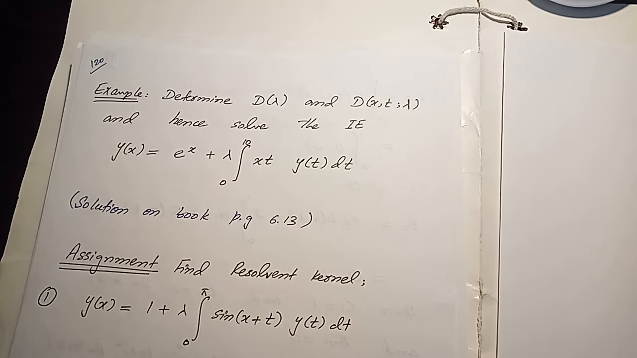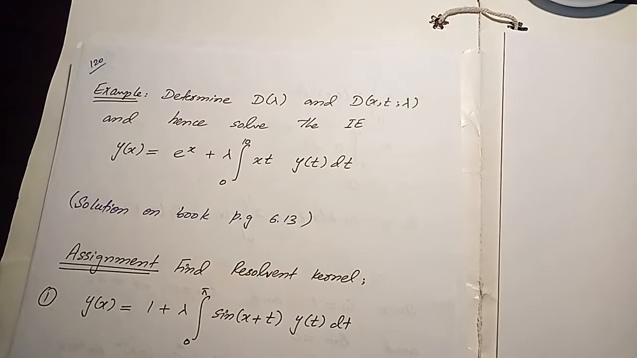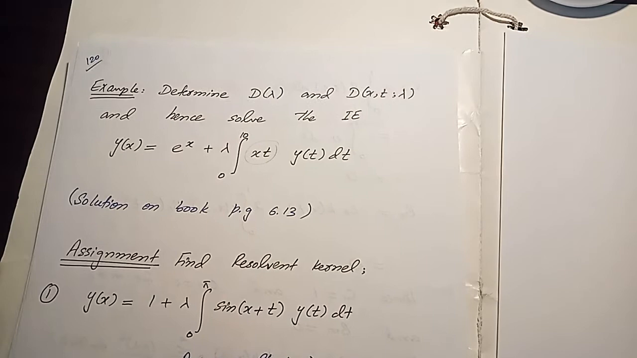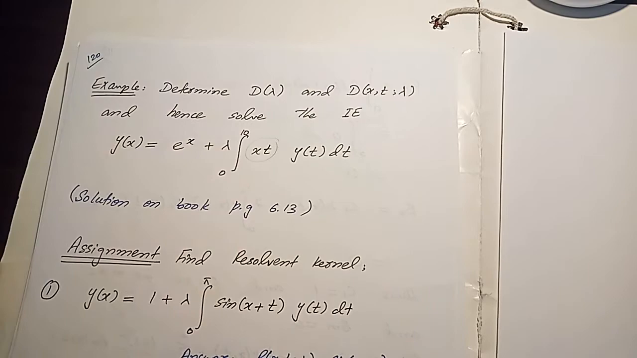We have to find d of lambda. We have to find d of xt lambda the same way we were doing before, using our kernel. Right now the kernel is xt. Once we found the d of lambda and d of xt lambda, we have to solve the integral equation. Okay, here is this example.